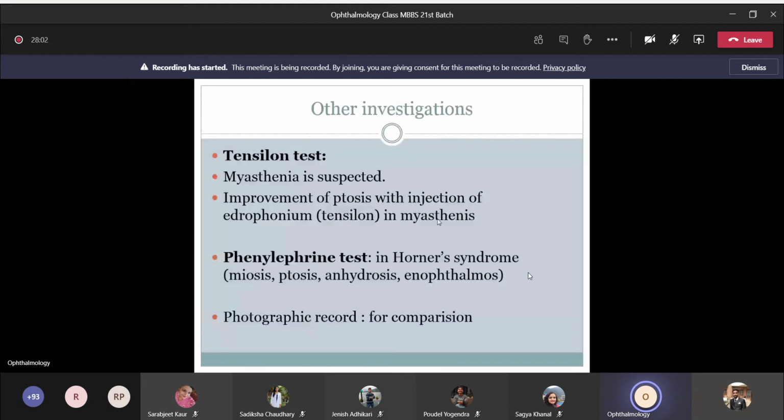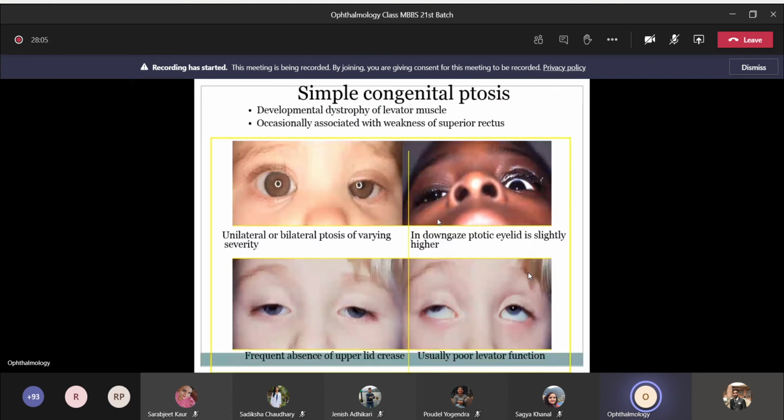Now, simple congenital ptosis is due to developmental dystrophy of levator muscles. Occasionally, it is associated with weakness of superior rectus. And it may be unilateral or bilateral of varying severity. And in downgaze, the ptotic eyelid is slightly higher, and there is frequent absence of upper eyelid crease. So in congenital ptosis, there's no eyelid crease. And usually in case of congenital ptosis, levator function will be poor.